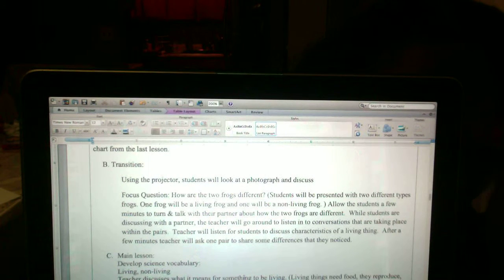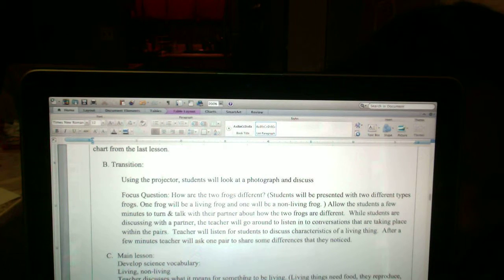Some misconceptions that I'm expecting to hear are, "Miss Hoover, I see that the frog has a winder, and with the winder on top of the non-living frog, the frog can move." But what I want them to understand is that the non-living frog is operated by a human. In order for that frog to move, someone has to turn the little thing at the top of it. A living thing doesn't need anyone to move it for them. They move on their own.